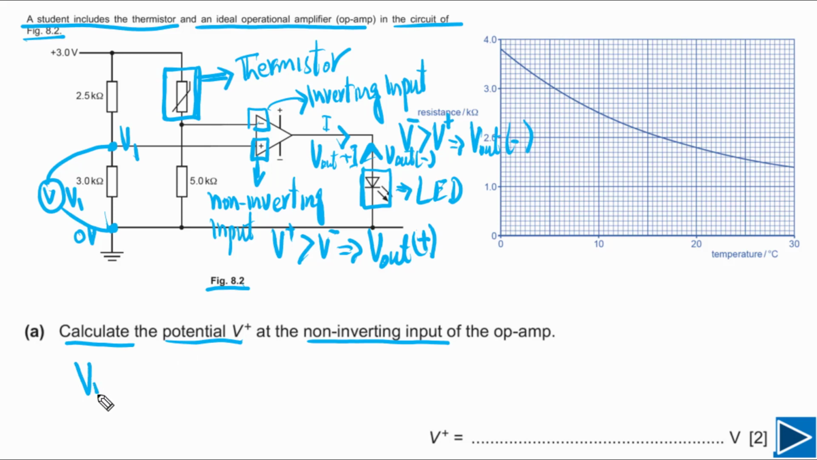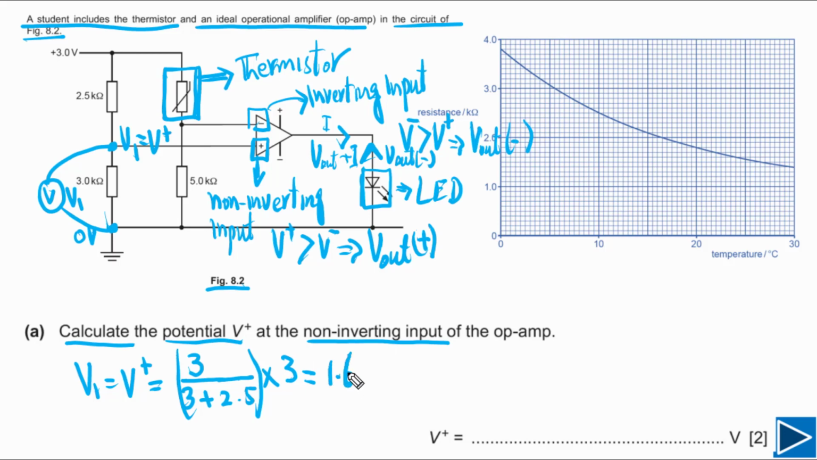So V1, or if you want to write it down, V plus. V1 in this case is equal to V plus. V plus is equal to the resistance of this resistor divided by the total resistance of this branch. So this is 3 kilo ohms divided by 3 kilo ohms plus 2.5 kilo ohms. We don't need to write kilo because it will cancel. Then we multiply by the potential difference across these two resistors, and that is 3 volts. If we simplify this, we get our final answer, the value of V plus, and this is 1.6 volts. So V plus is equal to 1.6 volts.